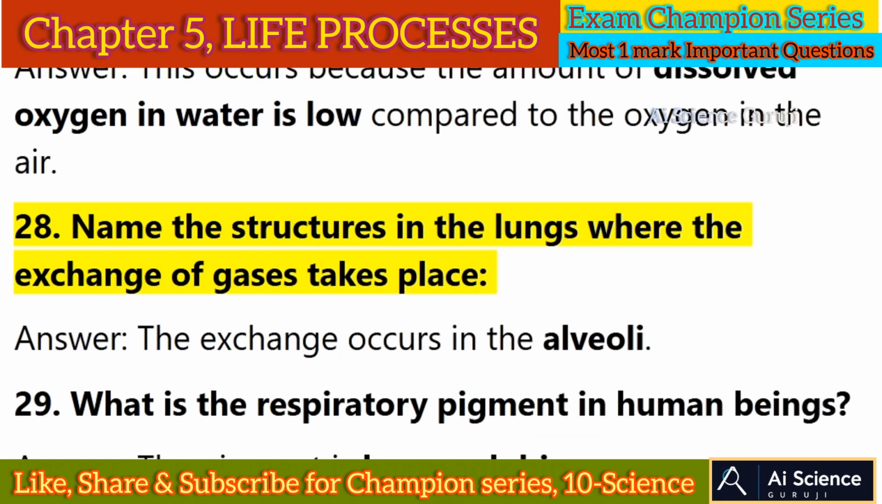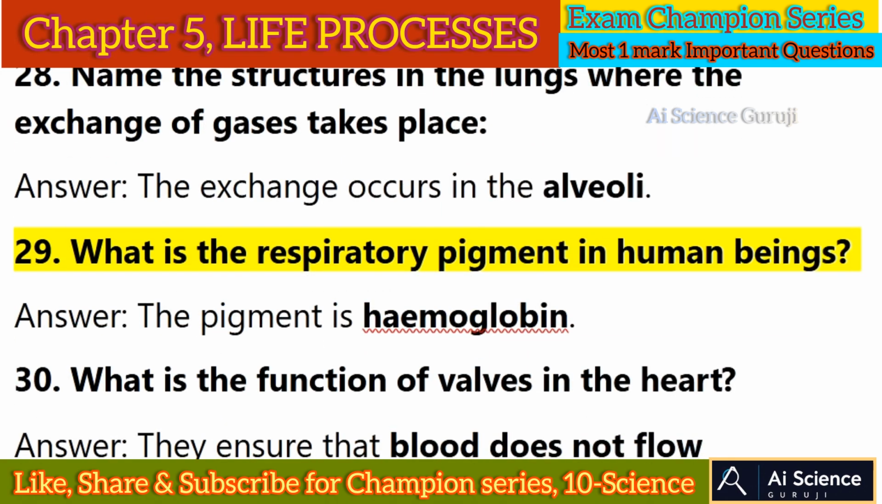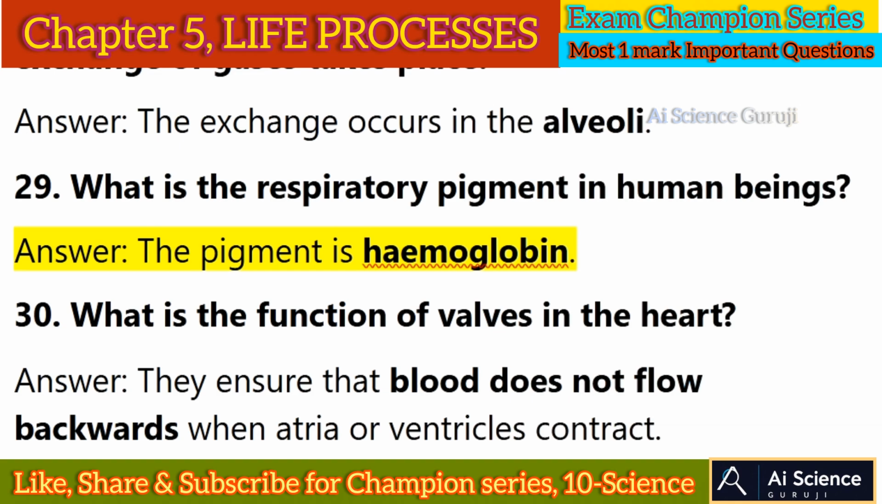28. Name the structures in the lungs where the exchange of gases takes place. Answer. The exchange occurs in the alveoli. 29. What is the respiratory pigment in human beings? Answer. The pigment is hemoglobin.